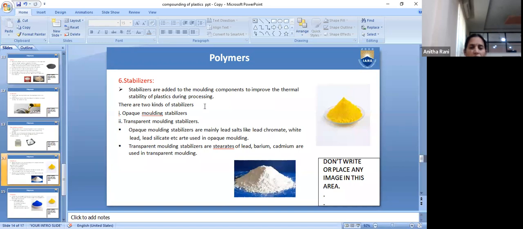Stabilizers we are using in the molding components to improve the thermal stability of plastics during processing. So we use mostly lead chromate. Lead chromate we will add, and white lead we will add, and here we will take lead stearate, cadmium stearate, barium stearate.